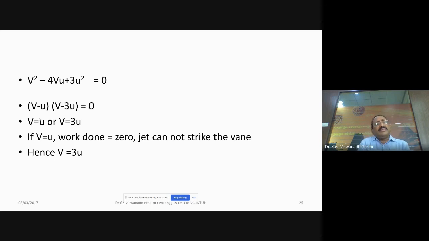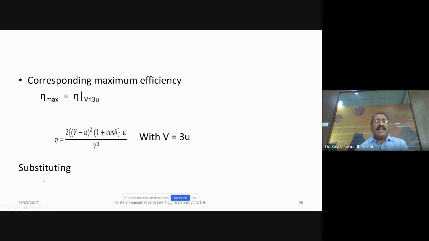In the earlier case, in the previous module, we have seen that when you have a single moving flat plate, the velocity we have seen to be equal to half. V is equal to 2 into u. In this case now, it is V is equal to 3u. Accordingly, what is the efficiency?